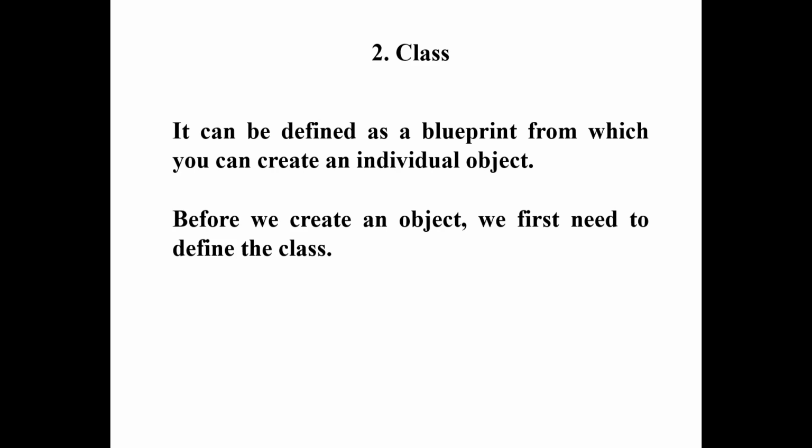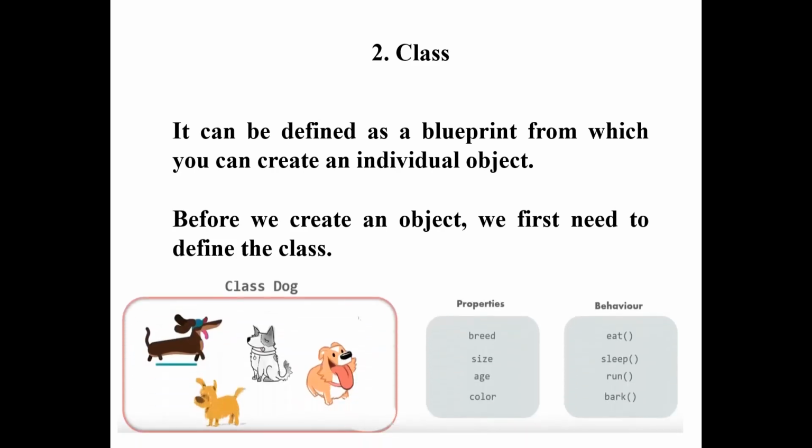So that object will contain all the behavior which is defined in a class. Let's see with an example. For example, there is a class Dog. Dog has some properties like breed, size, age, color, and some behaviors, their functions, like eat, sleep, run, bark, etc. So now this Dog is a class which has these properties and this behavior. Now based on that we can have different objects.